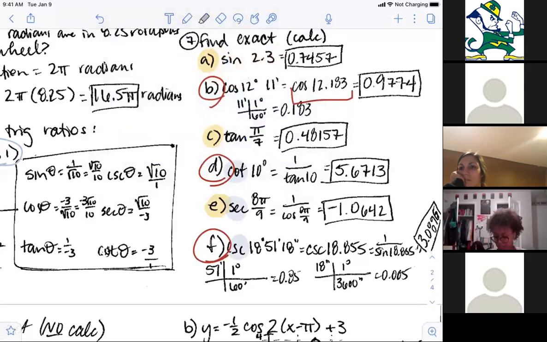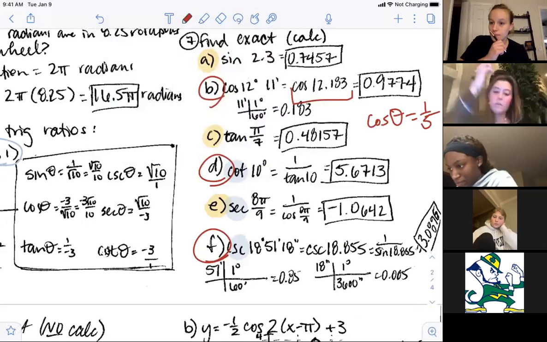Why, for secant, can't I just do the inverse of it? The inverse happens when we don't have the angle. So if you have cosine to the negative 1, it's because you don't have the angle. It meant that we had like cosine theta equals 1 over 5. So it's not when you have an angle, it's when you have a ratio. Okay.